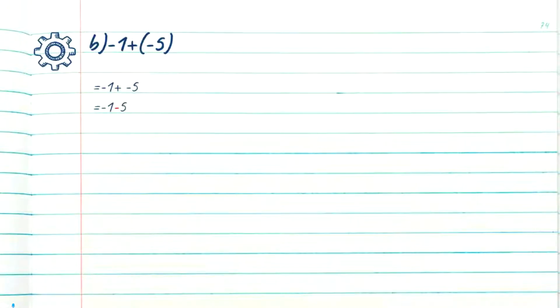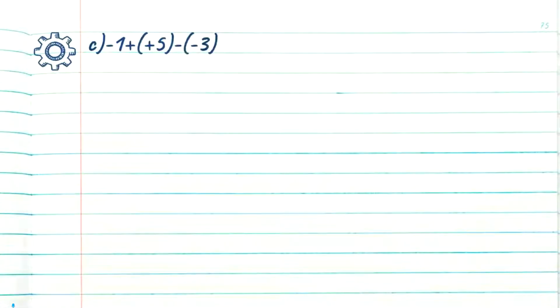Since our equation is clean, we can go ahead and solve the first operation. Since there is only one, we can go -1 minus 5 is equal to -6. There's no further operations required, so we can just say that our final answer is -6.